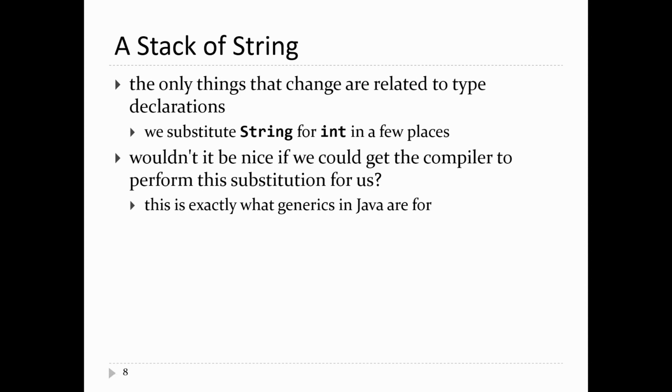Now, if this is really the only change that's being made, it would be nice if the compiler could do the substitution for us. So that the programmer doesn't have to go to the trouble of copying their existing class and changing their types. It would be nice if you could tell the compiler, hey, I want this stack of string, and here's how I want to do it. And that's exactly what generics are for in the Java language. If you know C++, that's what templates are for in the C++ language.